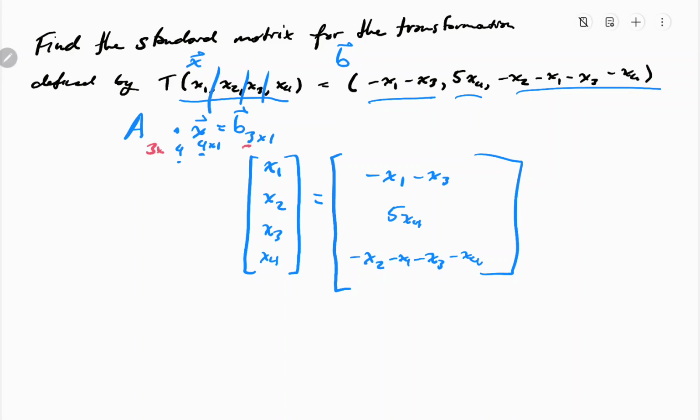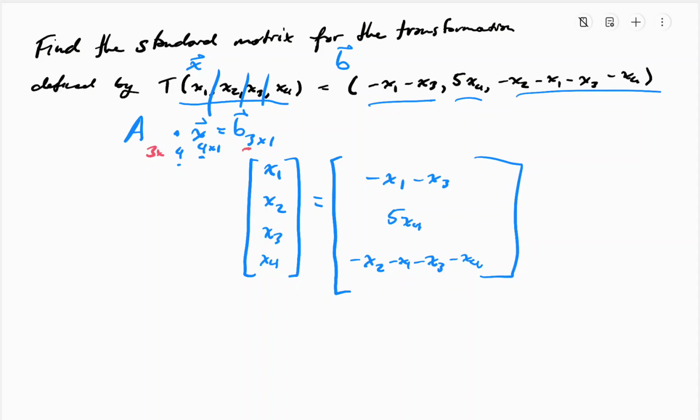So this gives us a 3 by 4 matrix to fill. So I'm going to have 3 rows and 4 columns. So that will be about this big. It might be a little bit shorter.